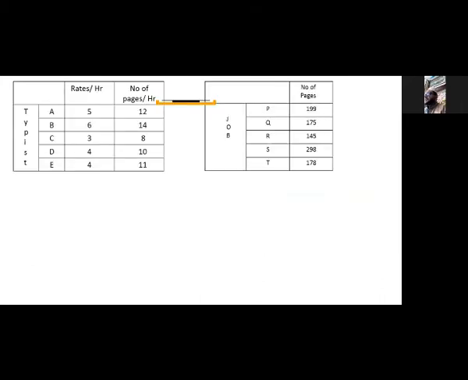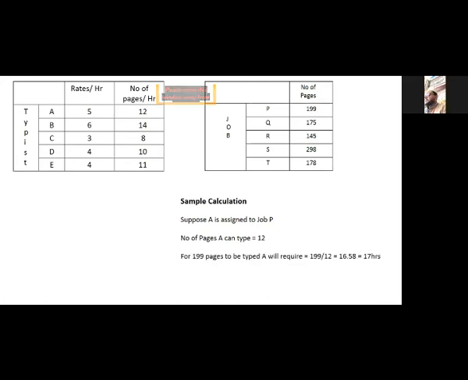So let me make a matrix here. This was the question already given, so you can see a sample calculation. Suppose A is assigned to job P, which we have already seen. The number of pages he can type is 12 per hour. So for 199 pages, he will require 199 divided by 12, that is 16.58. Rounding it off to the nearest integer, it will be 17 hours. And he charges rupees 5 per hour, so the total cost will be 17 into 5, that is 85 rupees.